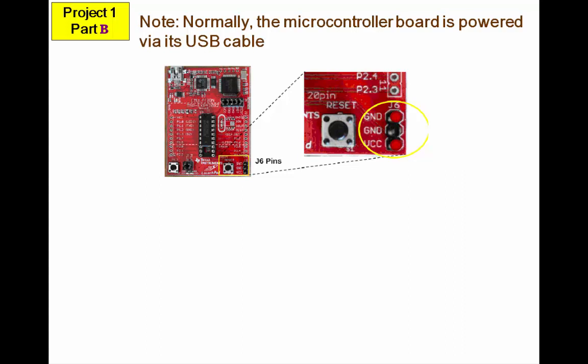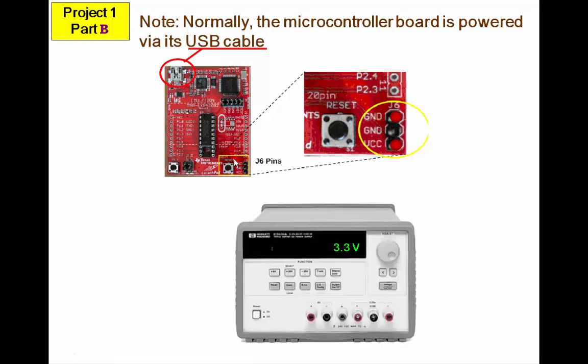So Project 1 Part B, you have to proceed carefully because it asks you to apply voltage externally to the microcontroller. Now note that for all other experiments in this lab, the microcontroller board is powered by way of the USB cable connected to the computer. If you choose to do Part B of Project 1, you must disconnect the USB cable from the microcontroller after you have downloaded your program. So you disconnect the cable right here at the USB cable interface.